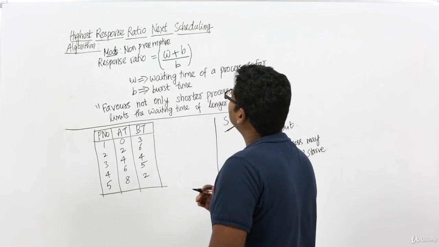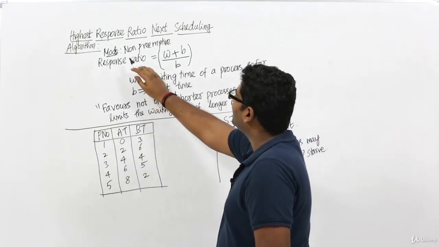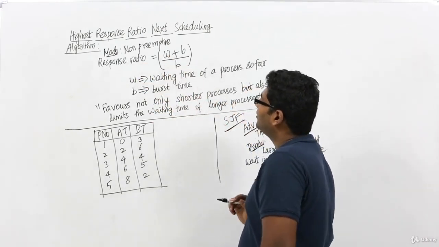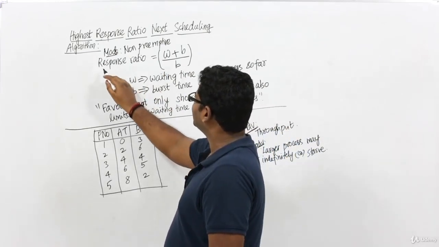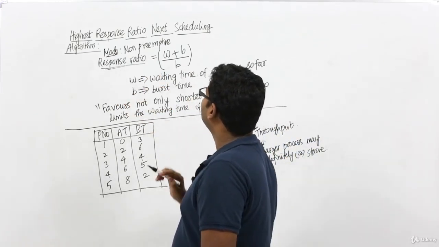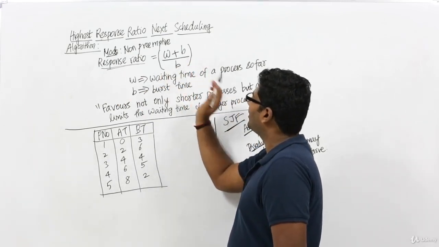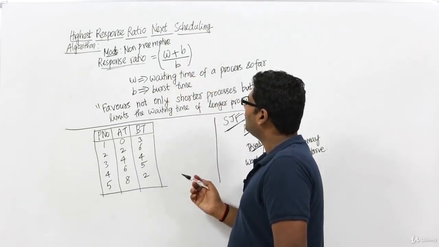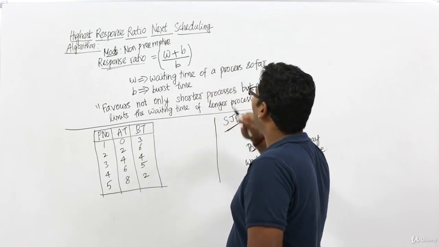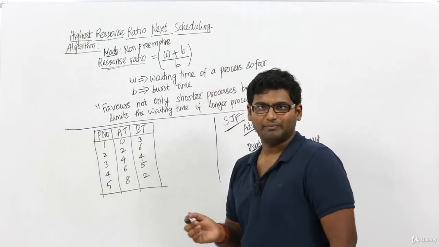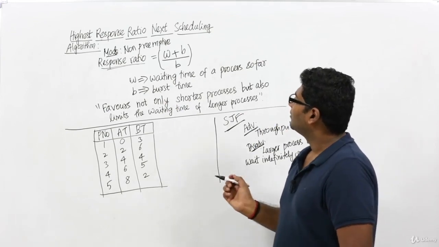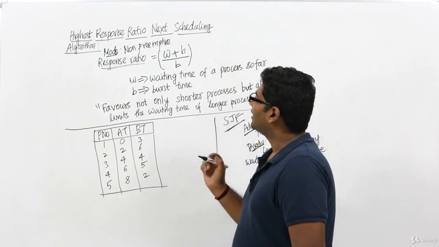This scheduling algorithm is a non-preemptive scheduling algorithm. And for every process we need to use something called the response ratio. Response ratio equals (W plus B) divided by B, where W equals the waiting time of a process so far, and B equals the burst time. For every process we can calculate the response ratio.